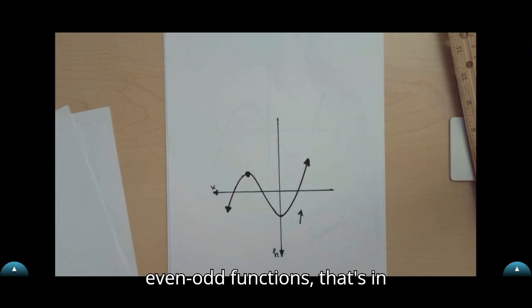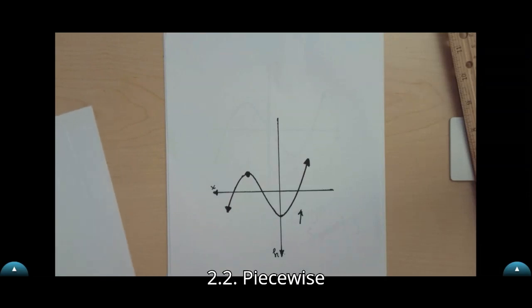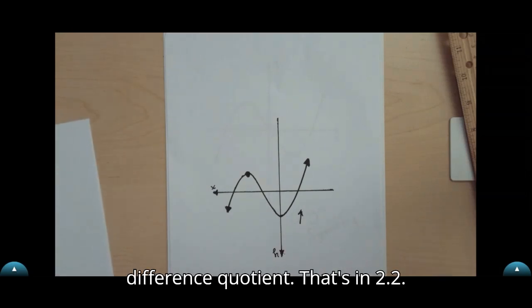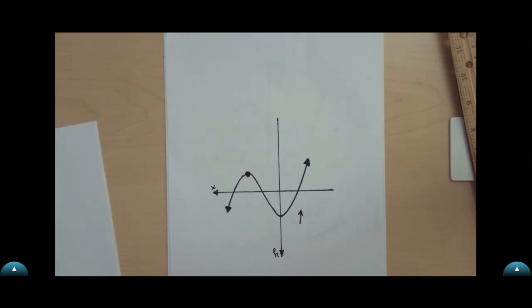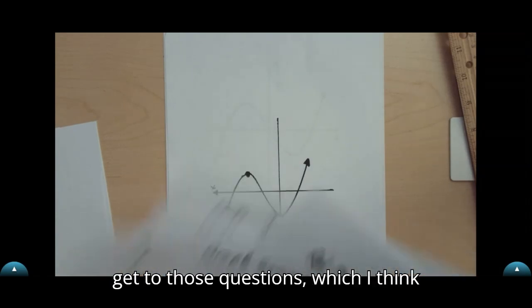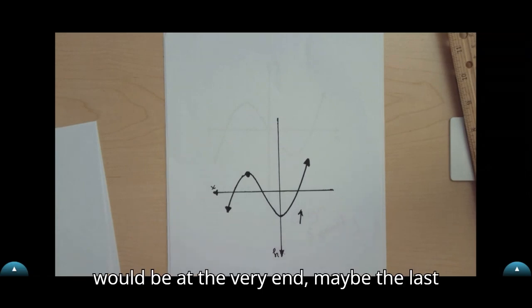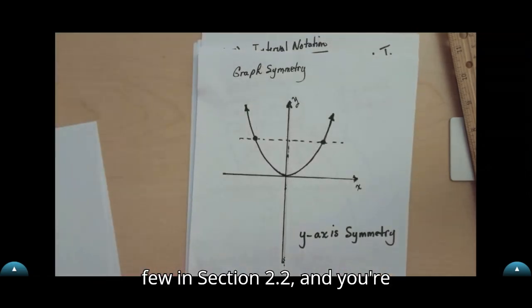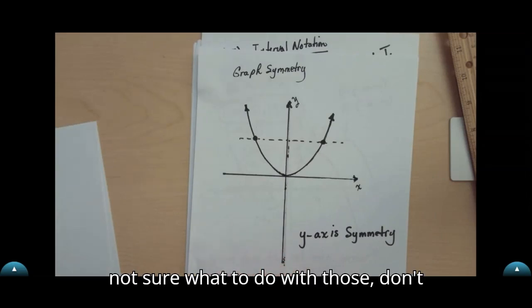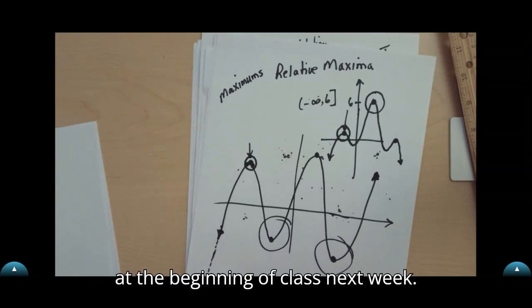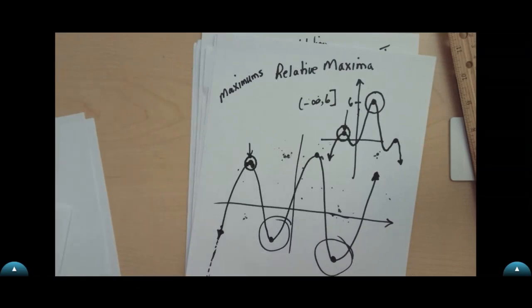So even and odd functions, that's in 2.2. Piecewise functions, that's in 2.2. And the difference quotient, that's in 2.2. We have not covered those yet. So if you get to those questions, which I think would be at the very end, maybe the last few in section 2.2, and you're not sure what to do with those, don't panic. We'll get to those at the beginning of class next week.